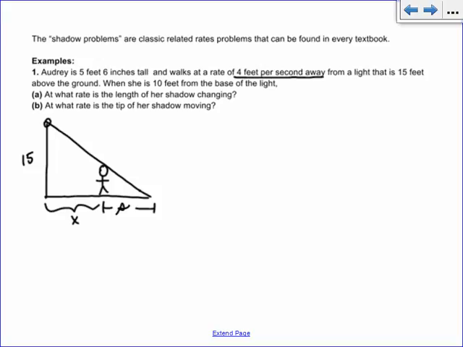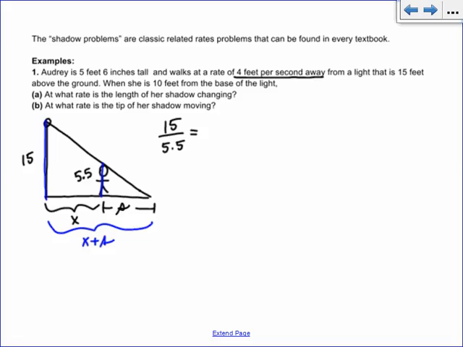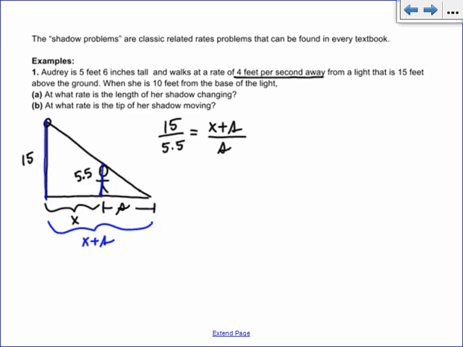All right, so we want to figure out how to write a proportion using this. We do have similar triangles. Do you guys see we have the height to height? What was her height? 5'6", so I'm going to write 5.5, right? 5.5 feet. So we definitely have 15 over 5.5. But then this total length, we have to write as x plus s. So we have x plus s over s. Do you guys see that in the similar triangles? Height over height equals base over base, basically.